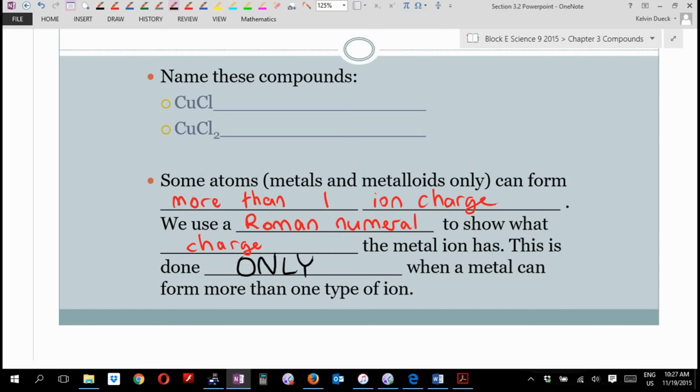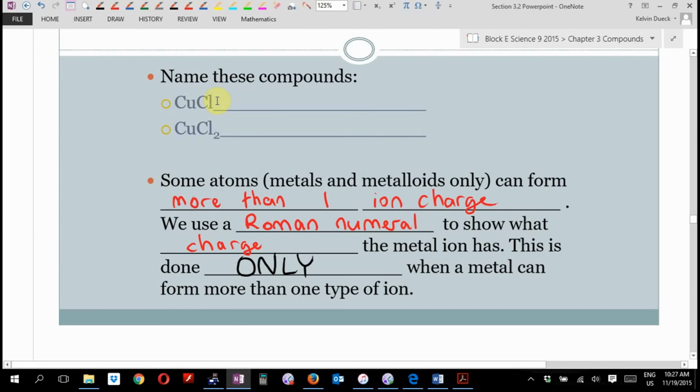So copper, as an example. Find copper. The most common ion that copper forms is the first one. What's the first type of ion it'll form? A 2 plus. But it can also be stable and form a 1 plus. So you ready? Now we're going to go back and name these compounds.